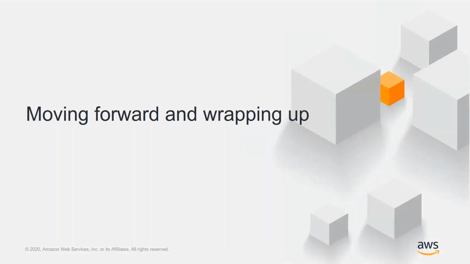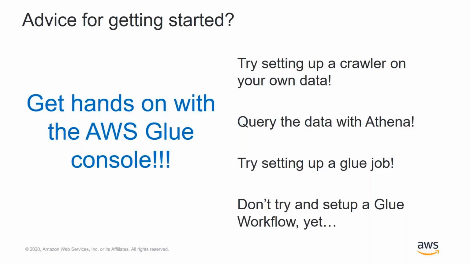All right, so moving forward and wrapping up here, where do you get started? I gave you a lot of theory here, and I want to give you some very prescriptive suggestions at where to start getting hands-on with some of these tools. And the first place is a crawler. Go into the Glue console, start playing with the crawlers. If you've got a data set in an S3 bucket today, set up a crawler to go crawl that data set and start trying to query that data with Athena as the second step.